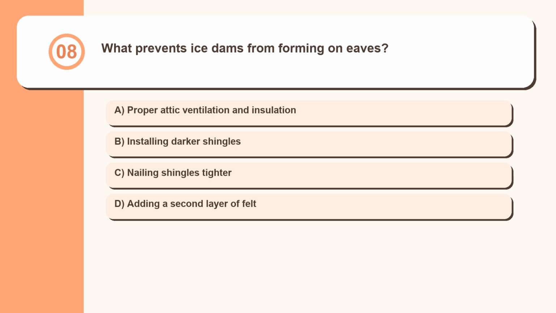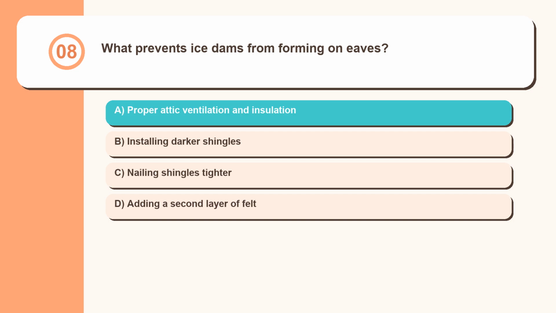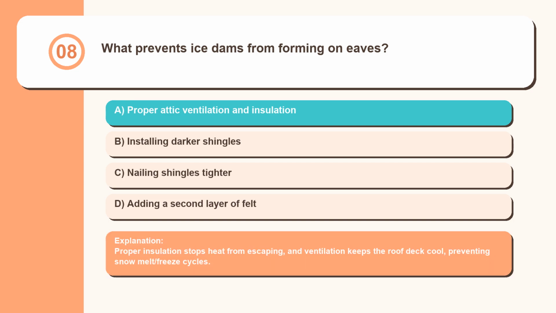Question 8. What prevents ice dams from forming on eaves? Proper attic ventilation and insulation; installing darker shingles, nailing shingles tighter, adding a second layer of felt. Proper insulation stops heat from escaping, and ventilation keeps the roof deck cool, preventing snow melt/freeze cycles.